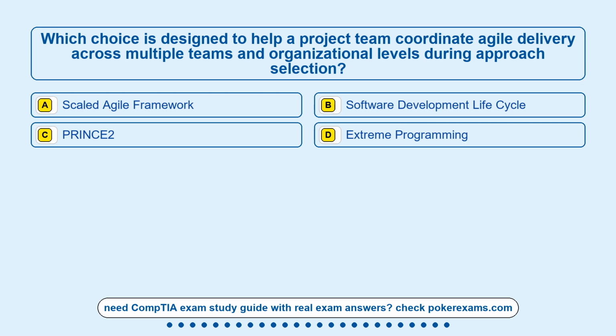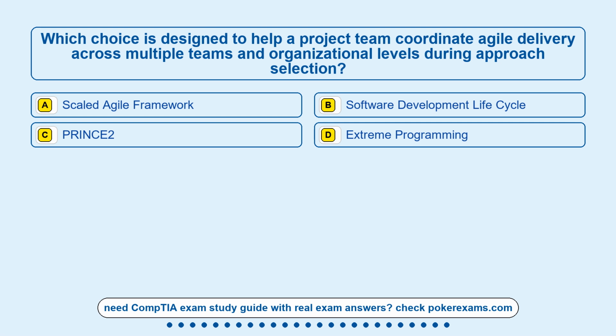Question 17. Which choice is designed to help a project team coordinate agile delivery across multiple teams and organizational levels during approach selection? Option A, scaled agile framework. Option B, software development lifecycle. Option C, Prince2.